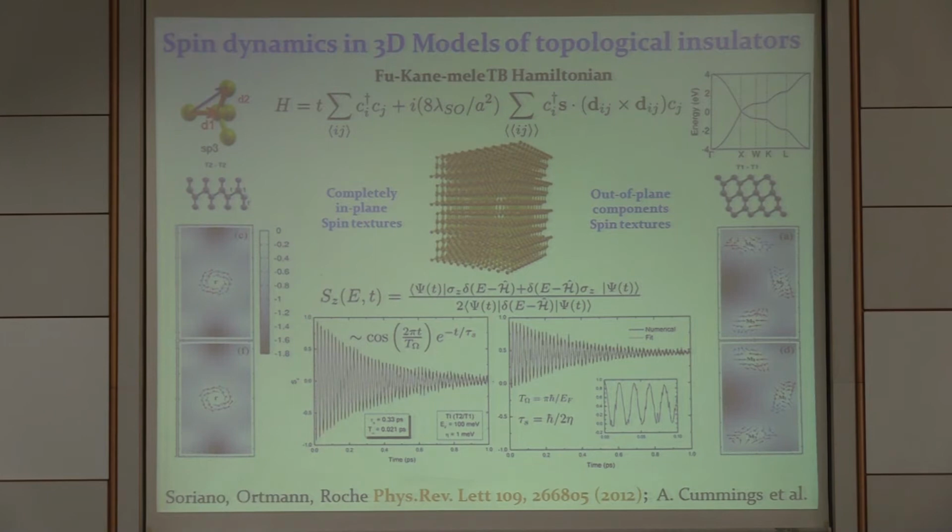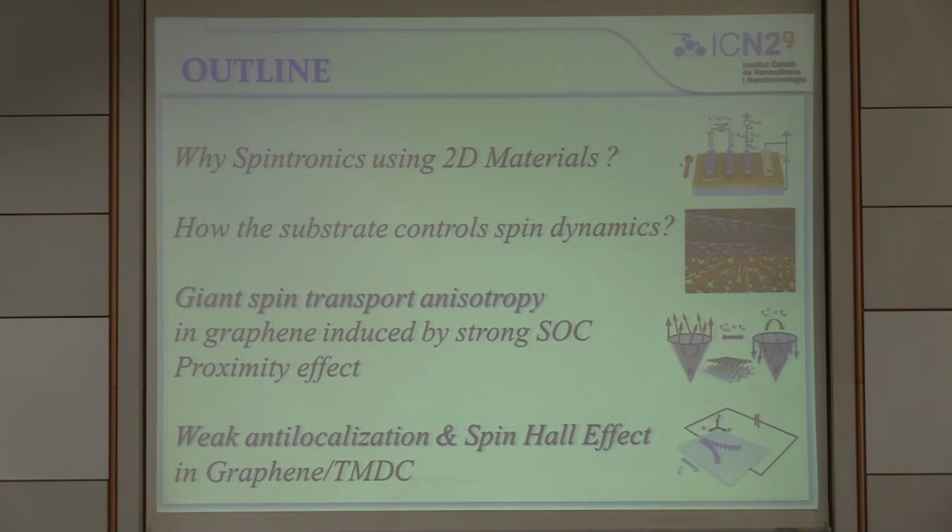So with those kinds of methods, you can have a quantitative comparison with experimental data, but you can also make new predictions, as I will show in the rest of the talk. I would like first to briefly give some motivation about why two-dimensional materials are very promising for spintronic applications. Then I will show you essential effects of the substrate on spin dynamics. We've been discussing what is the nature of spin relaxation in graphene. So you will see exactly what's going on, depending on whether you have silicon oxide or boron nitride. And then I will show you that through proximity effect, by interfacing graphene with a strong spin-orbit coupling material like TMDCs, transition metal dichalcogenides, you can generate giant spin transport anisotropy, the spin Hall effect, and you can also sense weak anti-localization, so proximity effect through weak anti-localization.